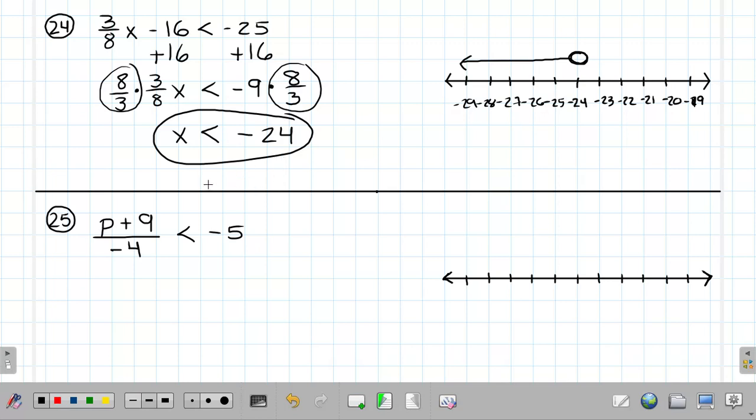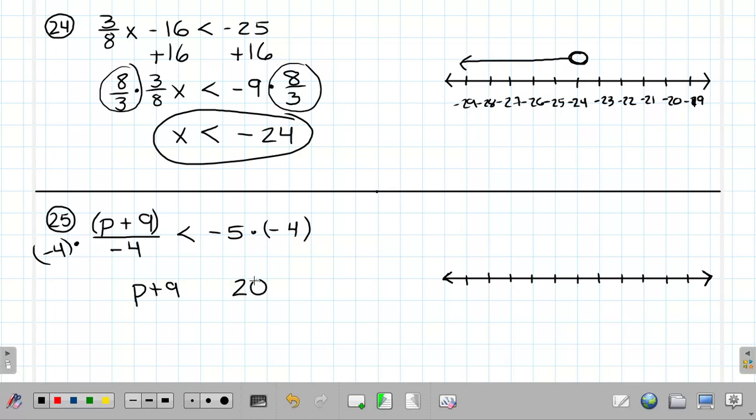And then we look at number 25. So I'm doing something here that maybe should help people out: think about this p plus 9 being in parentheses, because that whole thing is being divided by -4. So my actual first step here is to multiply times -4. So the whole point here, those will go away, so we get the p plus 9. Over here, -5 times -4 is a positive 20.